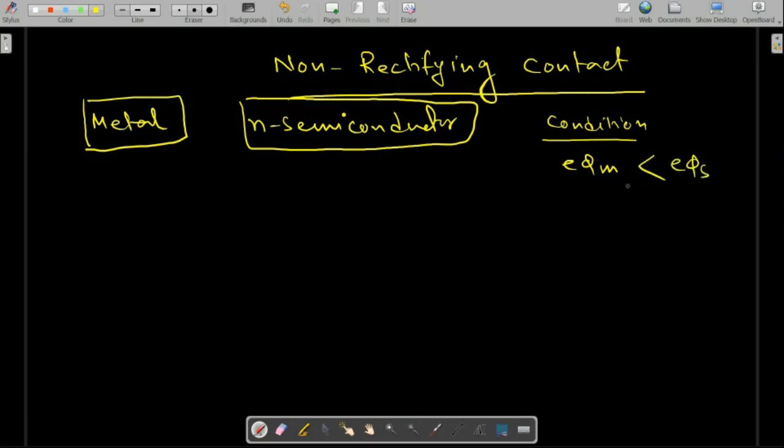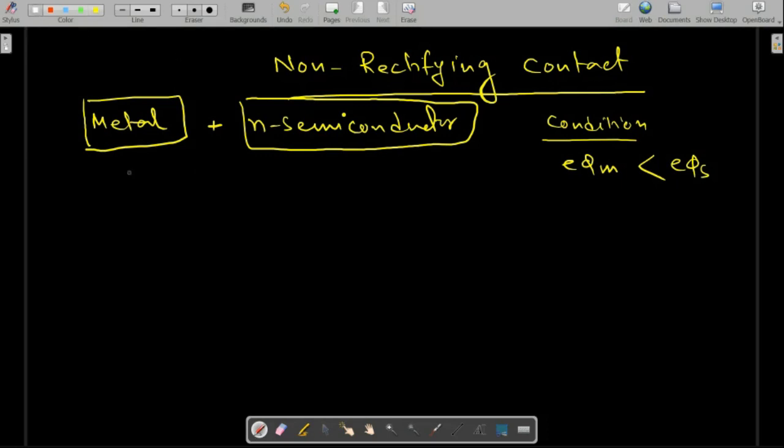Okay. So just check the condition in case of rectifying contact. The condition was just opposite. Eφm was greater than Eφs. But now the condition is just opposite. Okay. Eφm is less than Eφs. And if you are working with p-type semiconductor, it will be again just the opposite. That is, for p-type semiconductor, the non-rectifying contact condition will be Eφm greater than Eφs.